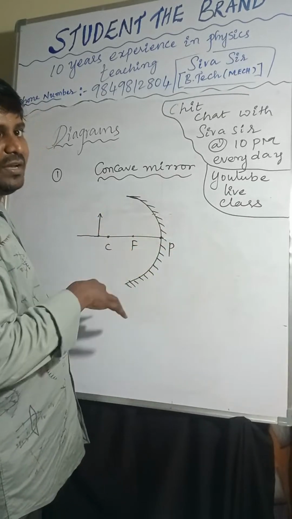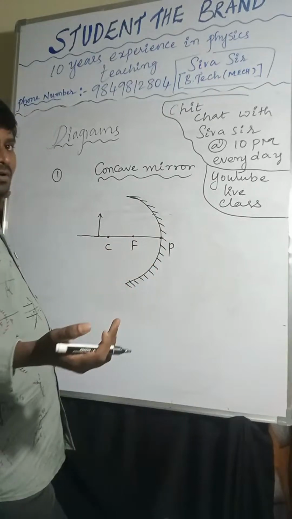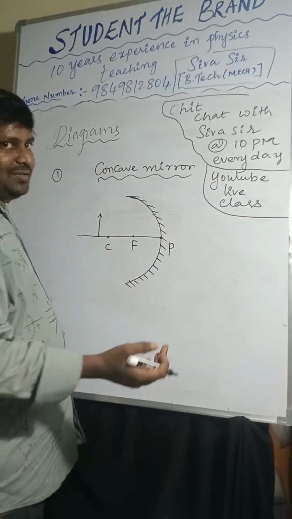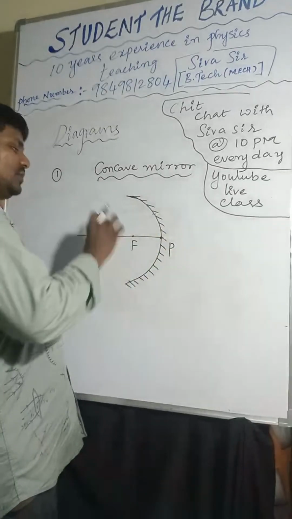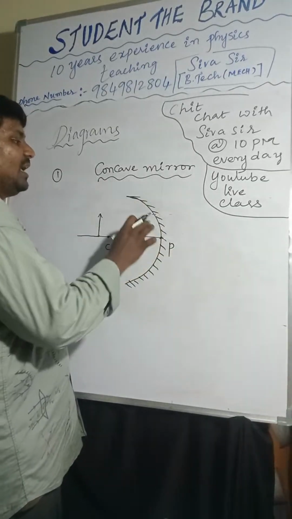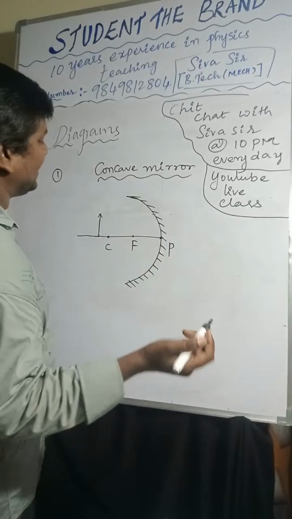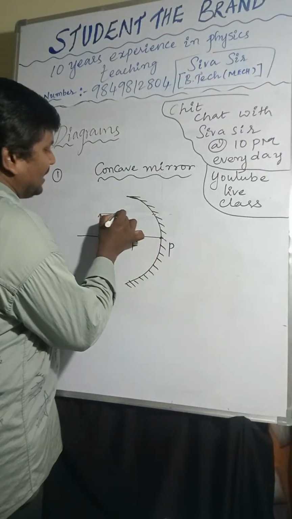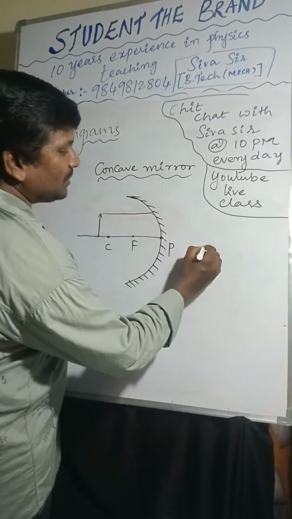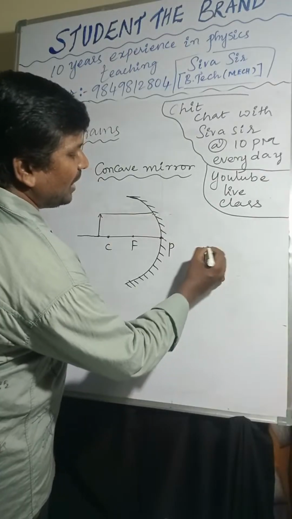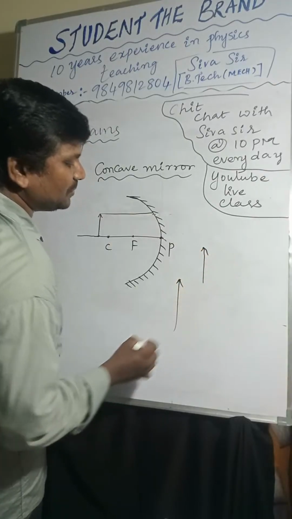Without knowing that, simply drawing is wrong, and you'll get a wrong diagram. Compulsory: take half of the height, and minimum two rays, as I said. For the parallel ray, again you have to take it from the tip of the object.